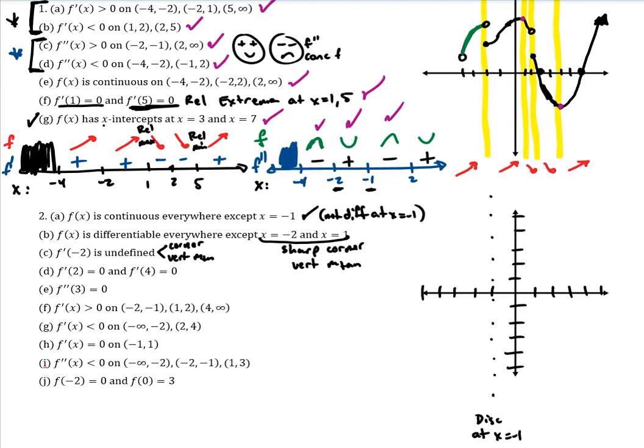All right, and then it says f prime of 2 is 0 and f prime of 4 is also 0. So this is telling you that these x values have relative extrema there. Relative extrema. All right, and then f double prime of 3 equals 0. This is telling us that we have an inflection point. Inflection point at x equals 3. Okay, so again, just piecing everything together.